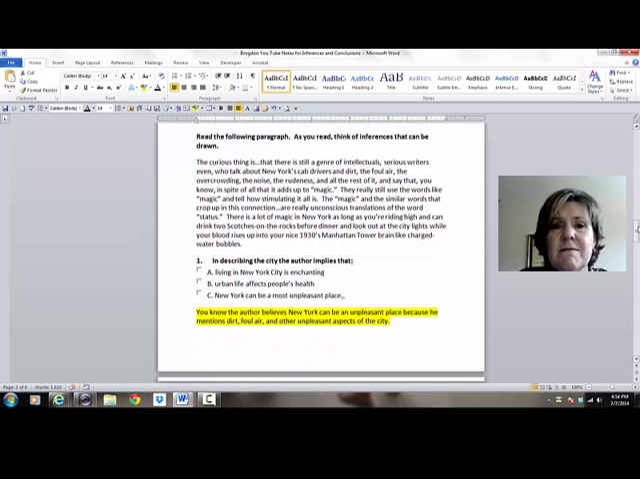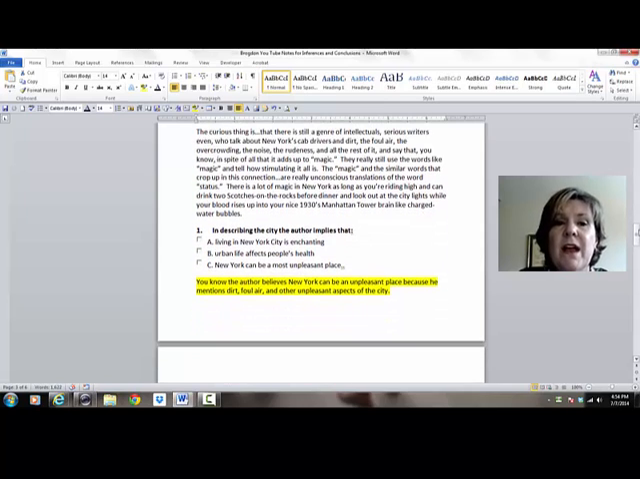Now, let's read a little bit longer paragraph. The curious thing is that there is still a genre of intellectuals, serious writers even, who talk about New York's cab drivers and dirt, the foul air, the overcrowding, the noise, the rudeness, and all the rest of it, and say that, in spite of all that, it adds up to magic. They really still use words like magic and tell how stimulating it all is.